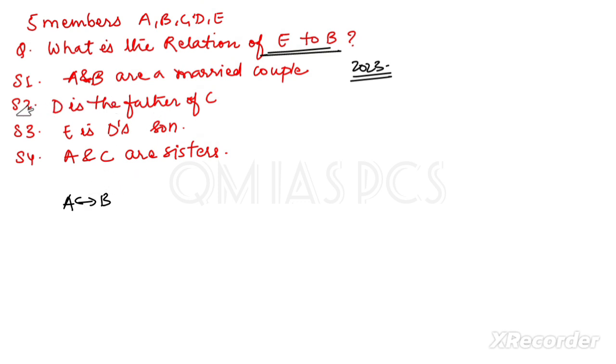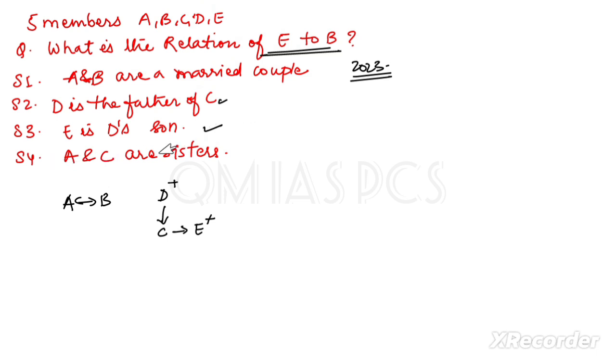Then statement 2 is given: D is the father of C. There is no relation between the first statement and this statement. So simply we can say D is the father of C. You can write it separately, D is the father of C, this is plus. Okay, then E is D's son. E is D's son, that means obviously E should be the brother of C. But right now we don't know the gender of C. Okay, the third statement is completed.